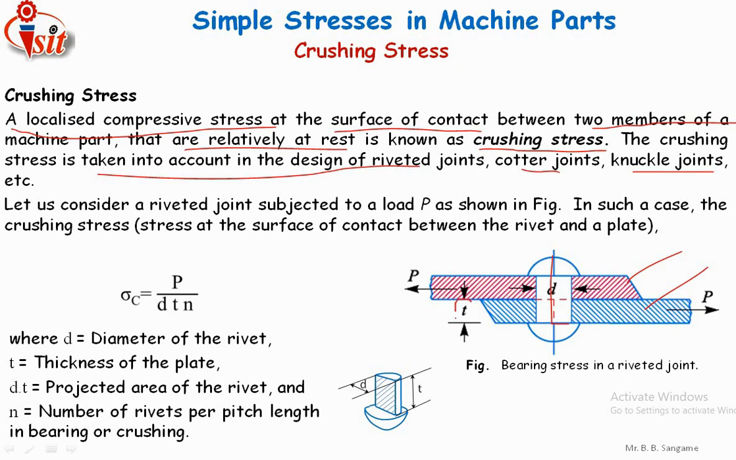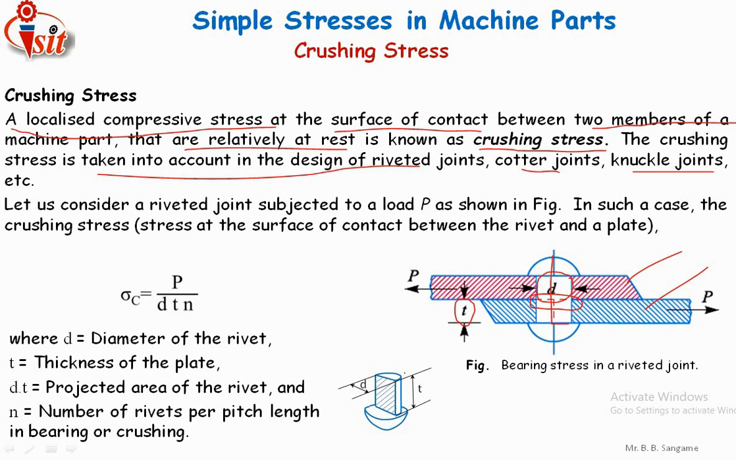This plate has a thickness of small t. This rivet has a diameter of small d, and the force applied has a value of P newtons. Now when we apply this force P on this element, this is the diameter of the rivet which is shown here, and this is the thickness. Now this is the cross-sectional area which actually shows the crushing. Crushing will take place at this point, at the contact between the plate and rivet.